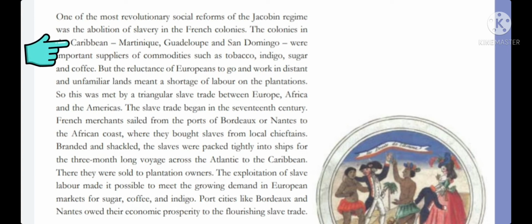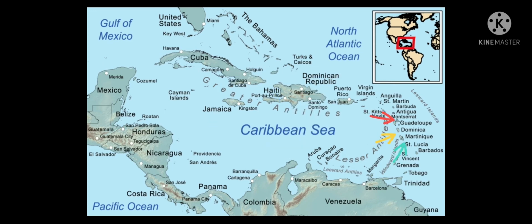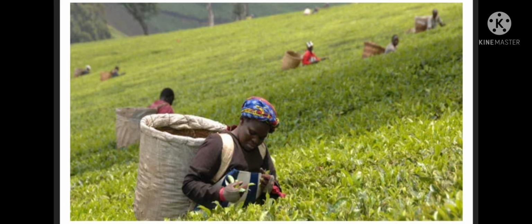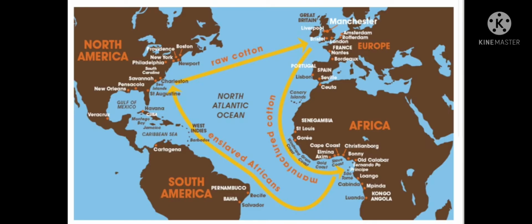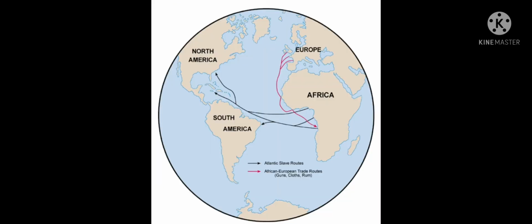The colonies in the Caribbean islands, like Martinique, Guadeloupe, and San Domingo, were important suppliers of commodities such as tobacco, indigo, sugar, and coffee. Since the Caribbean islands were far away from Europe, Europeans hesitated. They did not want to go to distant or far away lands. That led to a shortage of labor on the plantations. So this was met by a triangular slave trade between Europe, Africa, and the Americas.